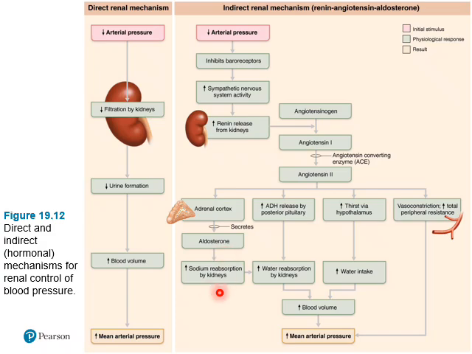And aldosterone increases the reabsorption of sodium by the kidneys. So wherever salt goes, water goes with it. So you are reabsorbing water here. Okay. Angiotensin 2 also would stimulate the release of antidiuretic hormone by the posterior pituitary gland. And the antidiuretic hormone will increase water reabsorption by the kidneys. So you're actually reabsorbing water here.